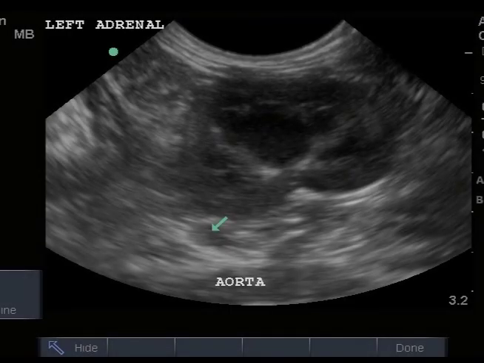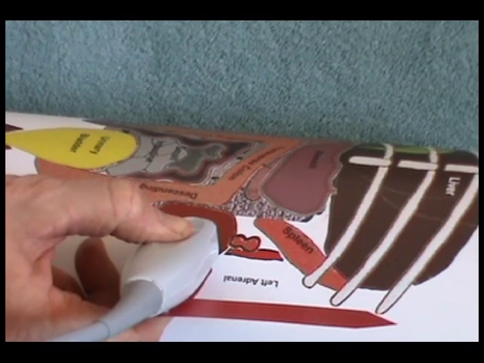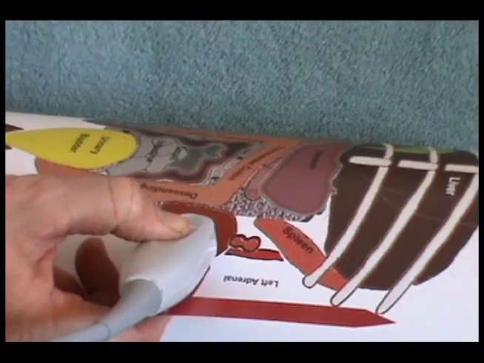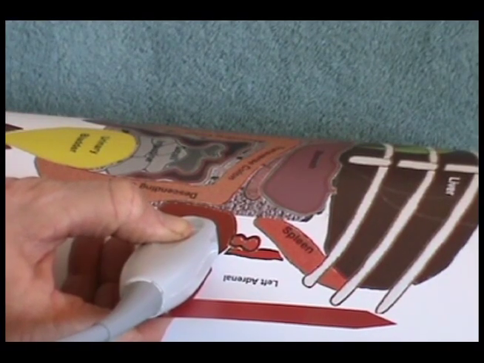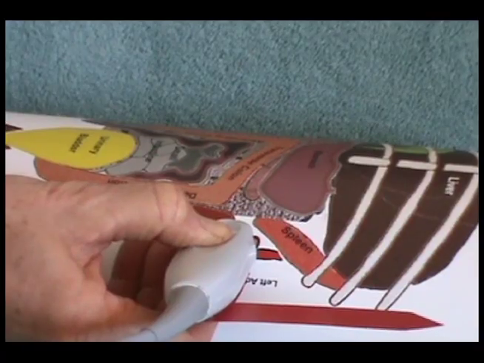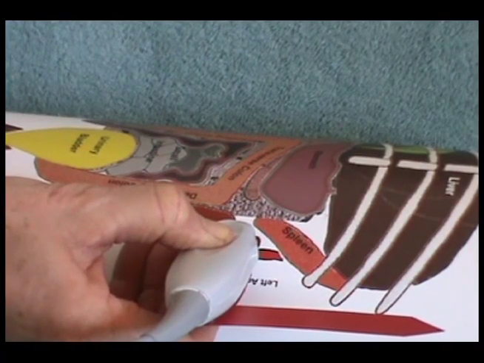The left adrenal is a small, peanut-shaped nodule near the cranial pole of the left kidney. The left adrenal is usually near the cranial pole of the left kidney, so slide the transducer to the cranial pole of the left kidney in a left lateral sagittal position. Remember to keep the transducer perpendicular to the patient's body.